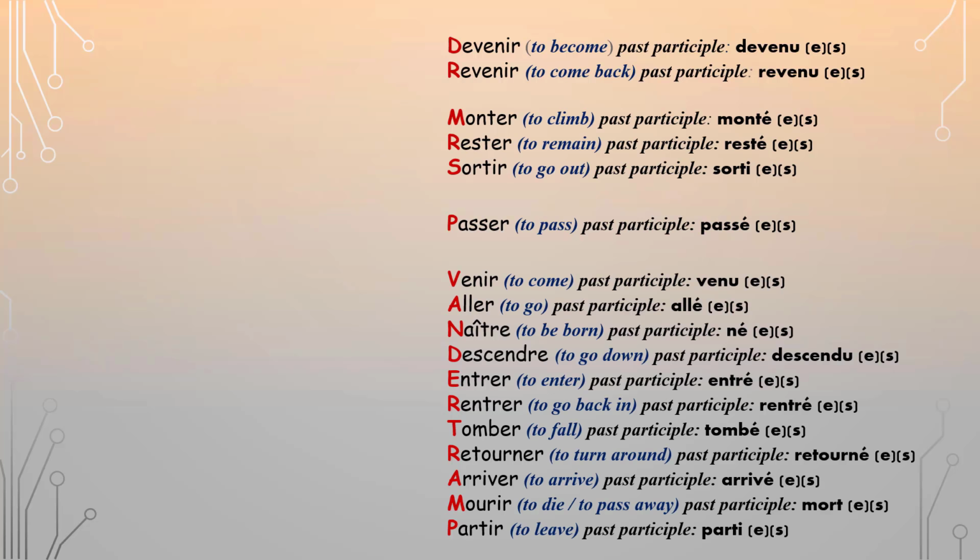Another group of verbs using verb être in the past tense are devenir, revenir, monter, rester, sortir, passer, venir, aller, naître, descendre, entrer, rentrer, tomber, retourner, arriver, mourir, and partir. To remember these verbs easily, you may use this acronym: Dr. Mrs. P. van der Tramp.